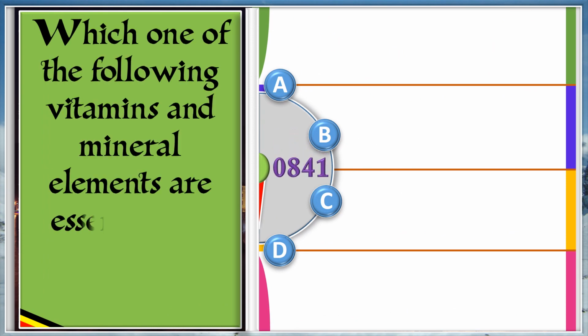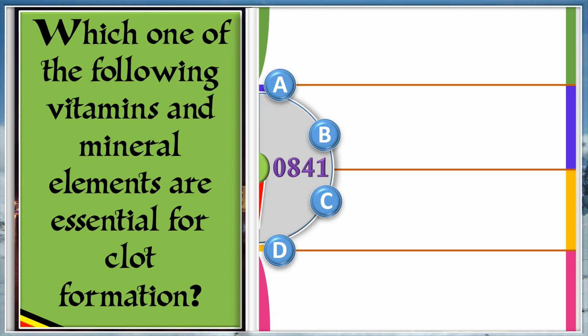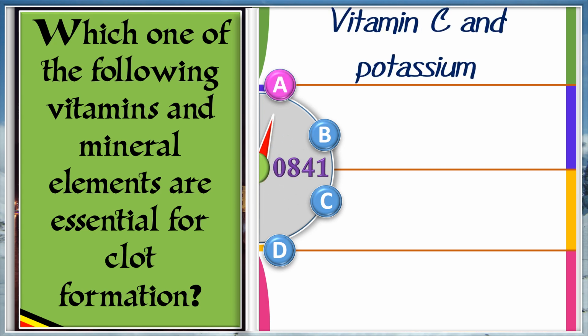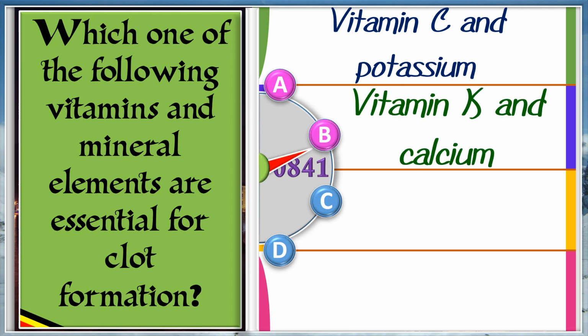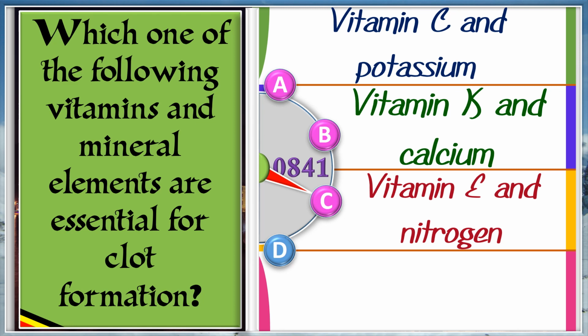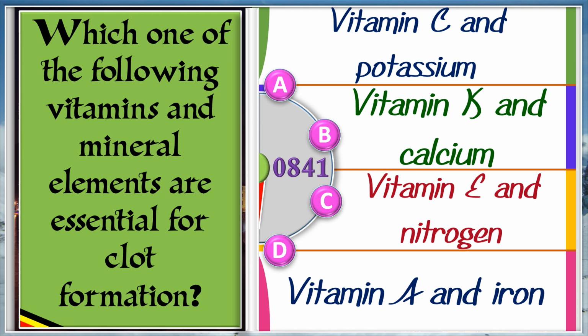Which one of the following vitamins and mineral elements are essential for clot formation? A. Vitamin C and potassium. B. Vitamin K and calcium. C. Vitamin E and nitrogen. D. Vitamin A and iron. And the answer is B. Vitamin K and calcium.